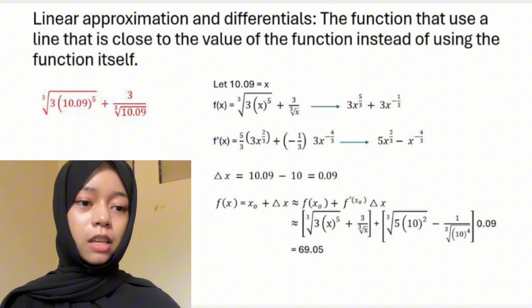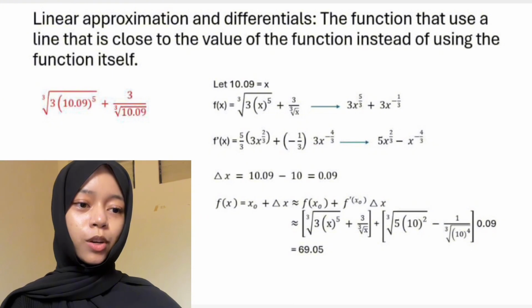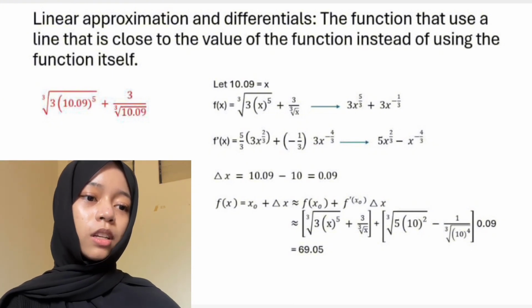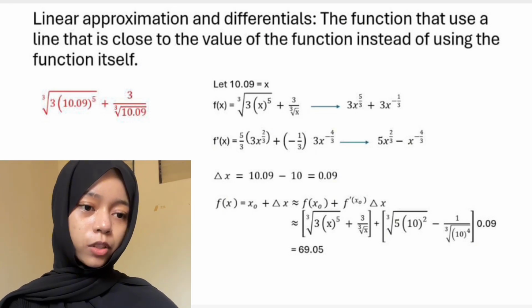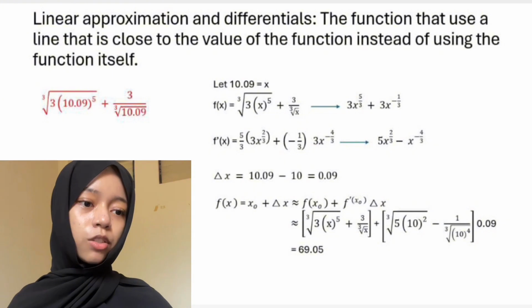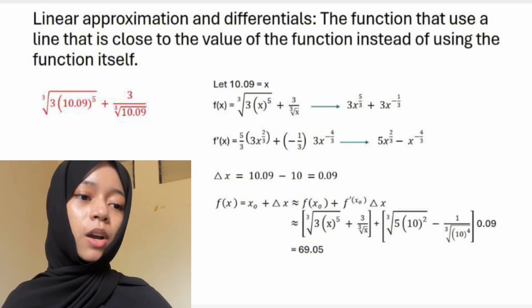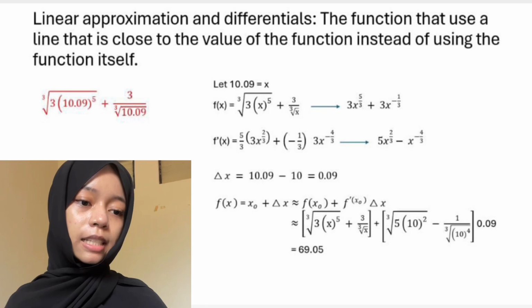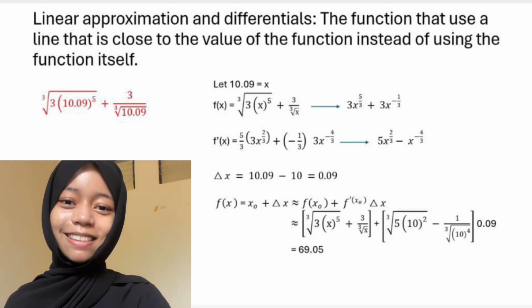The third step is we're going to find delta x using the formula delta x equal to x minus x naught, which we get delta x equal to 0.09. The last step, we find the approximate value of f(x) using the formula f(x) approximately equal to f(x naught) plus f'(x naught) times delta x, which we get the last answer, which is 69.05. That's all.